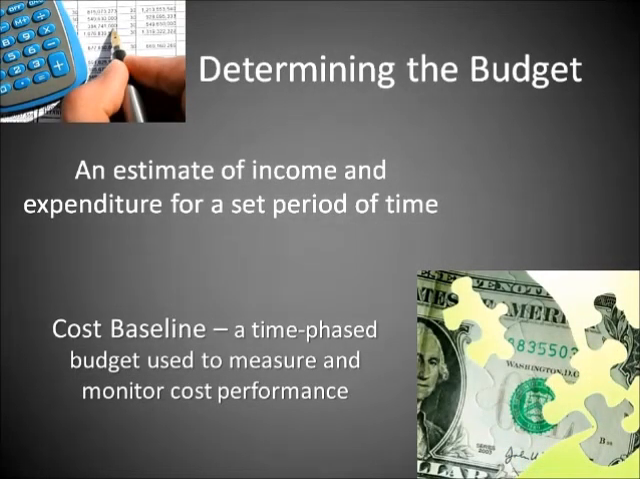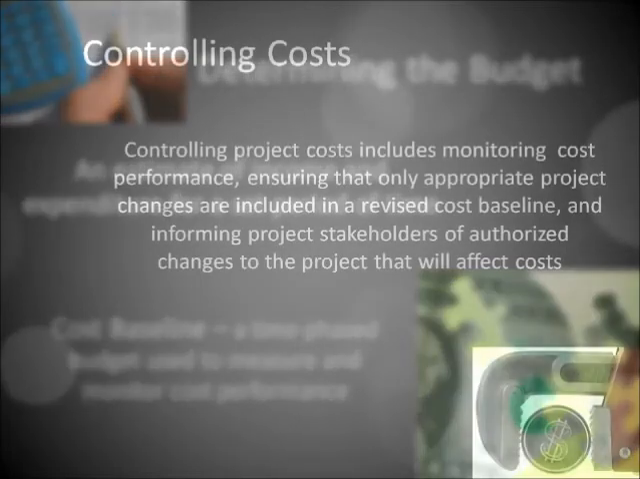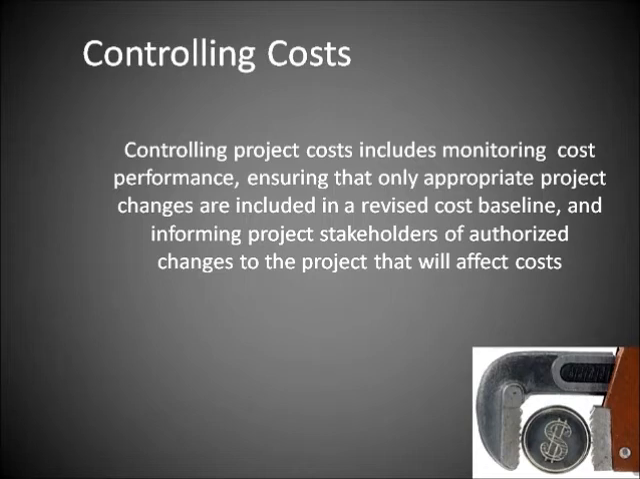Determining the budget is the method of assigning the project's cost estimate to individual work items. The main goal is to determine a cost baseline, which is used to measure cost performance. Controlling costs is a difficult but necessary element of project cost management. If a project manager cannot effectively control costs throughout a project, it will quickly get off budget.